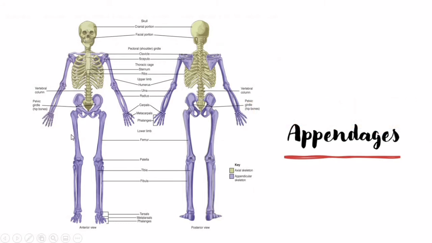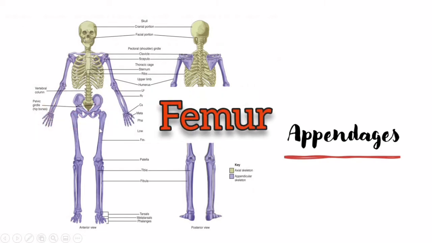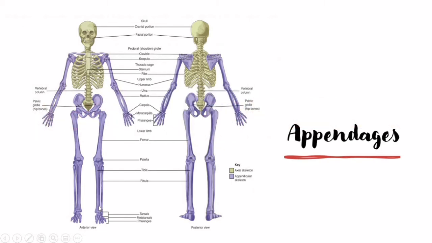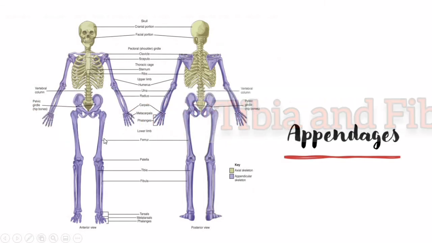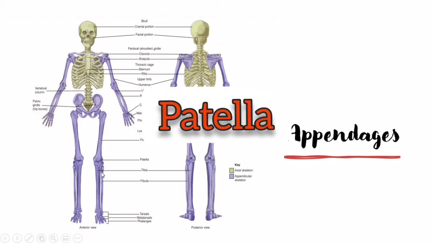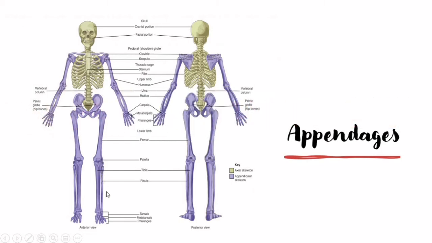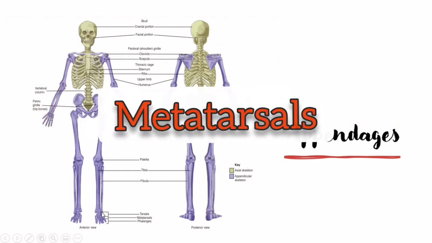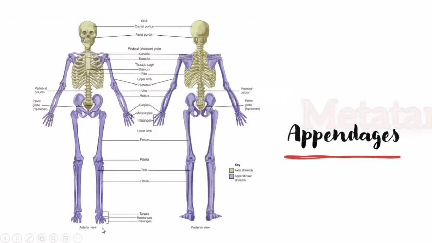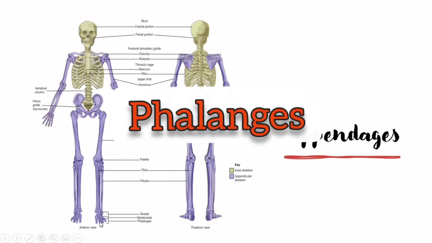The legs are made up of long bones. The upper leg is the femur, and the lower leg has 2 bones called the tibia and fibula. The femur is the longest bone in the body. The knee bone is the patella, and there are 7 ankle bones, 5 foot bones, and 14 toe bones. Ankle bones are called tarsals, foot bones are metatarsals, and toe bones are also called phalanges.